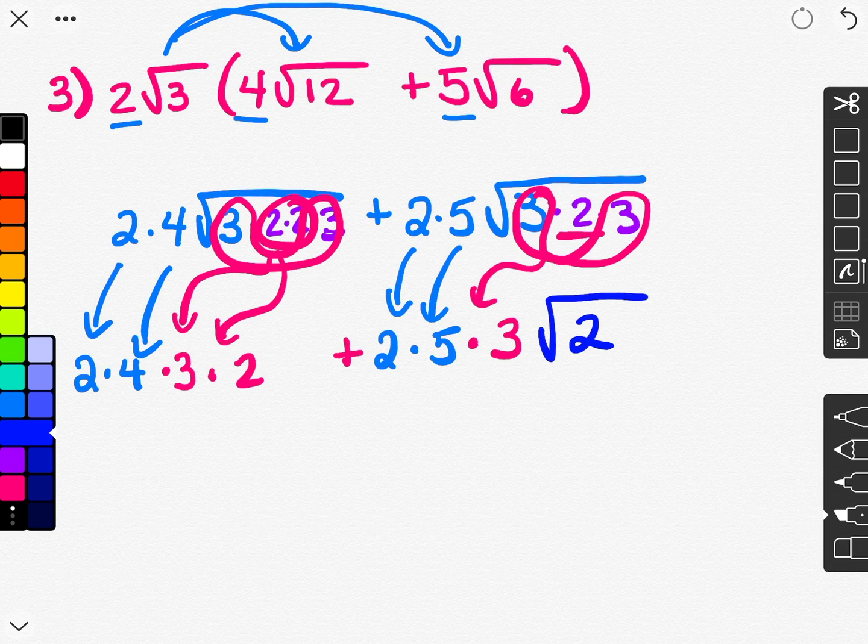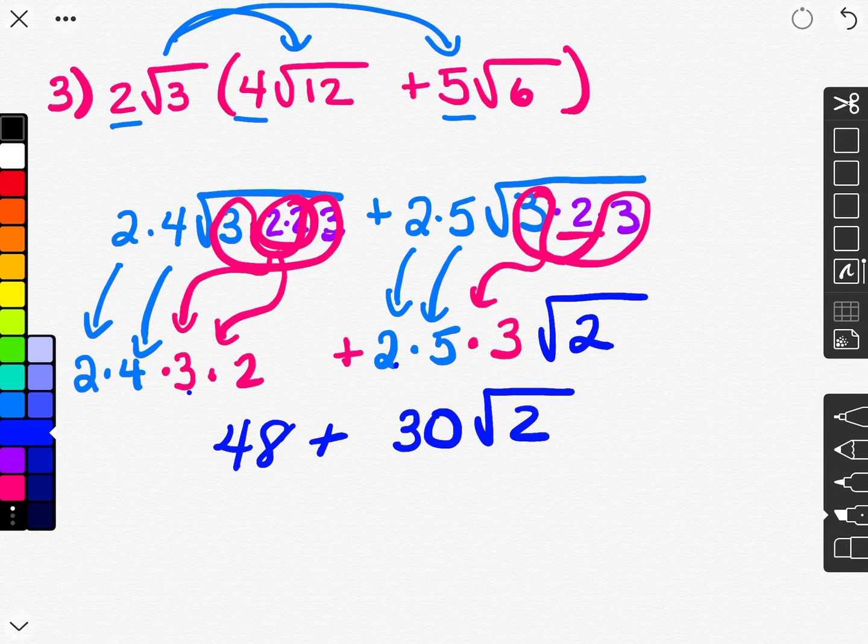And now we just multiply everything together. 2 times 4 is 8. 8 times 3 is 24. And 24 times 2 is 48. On the outside of this one, we have 2 times 5, which is 10. And 10 times 3, which is 30. The root 2 has nothing, so that just goes here. Again, these cannot be combined because the same thing is not under the square root. If they had the same thing under the square root, we could combine them.